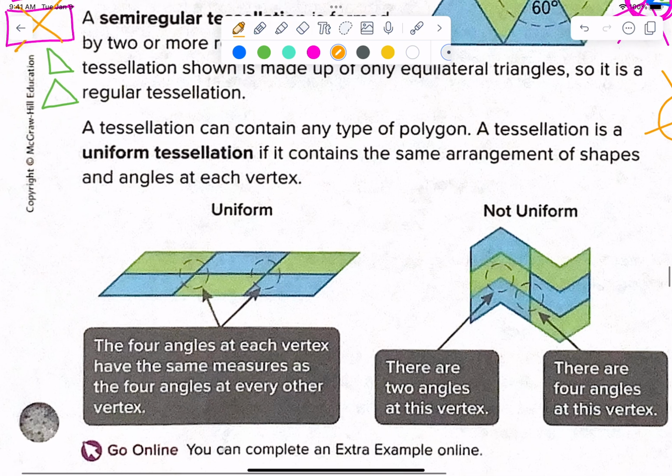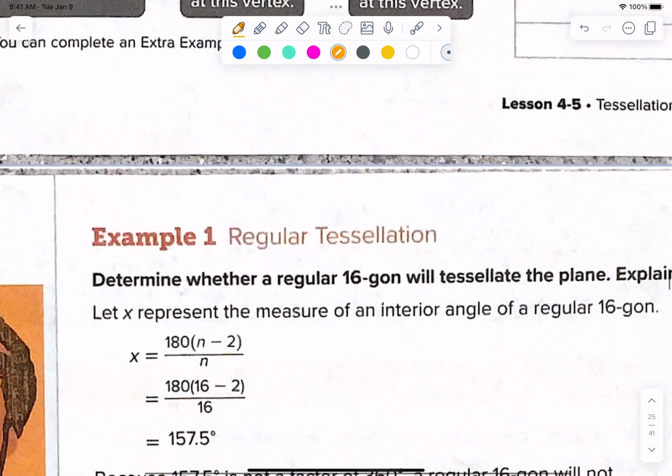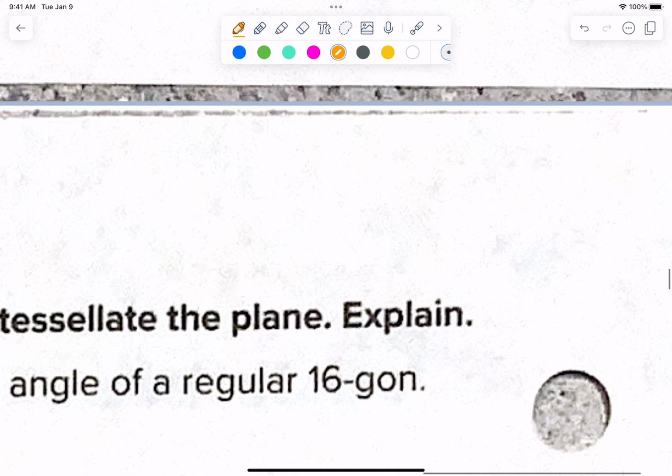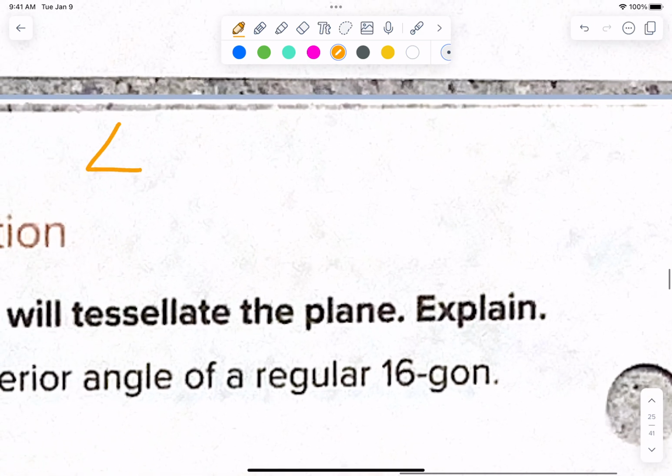All right, so let's go down. I'm going to skip the uniform, semi-regular, all that stuff. Let's skip down to example 1. They don't give you very much background information before you do example 1, so I'm going to give you some stuff up here. Write this down. Here we have a triangle.